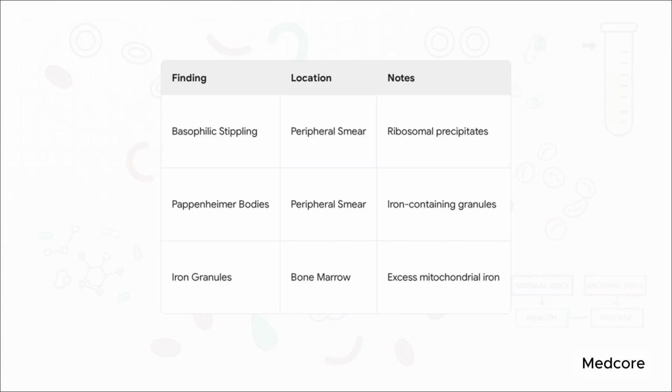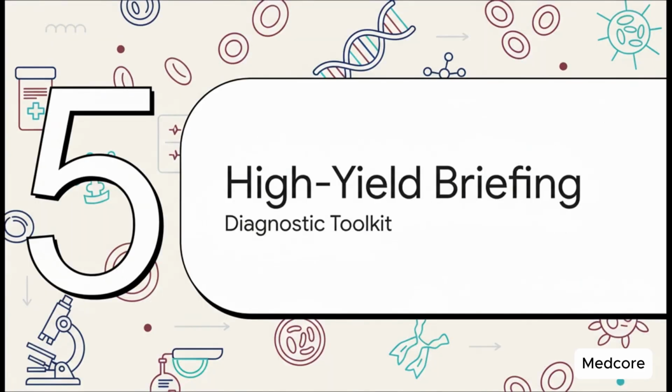So you're looking at the peripheral smear, what might you find? Clue number 1, basophilic stippling. Then you look closer and see another clue, Pappenheimer bodies. Okay, interesting. Then if you were to do a bone marrow biopsy, you'd find the smoking gun, ringed sideroblasts packed with iron granules. You see how clues from different places all converge on one answer? That's how this works.